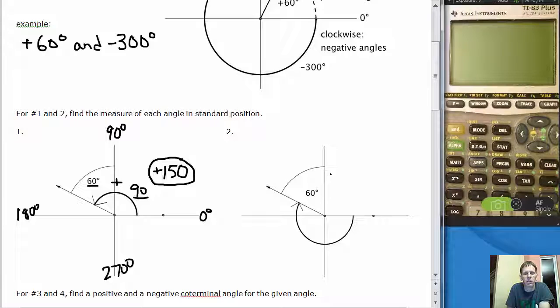What I'd like you to do is pause the video and see if you can figure out the measure of this angle that's measured from our starting point at 0 going this direction around the unit circle. See what you come up with, and we'll see what you get in just a moment.